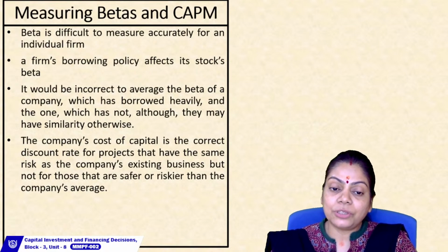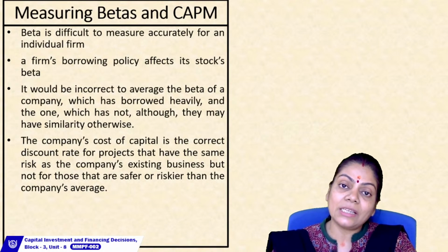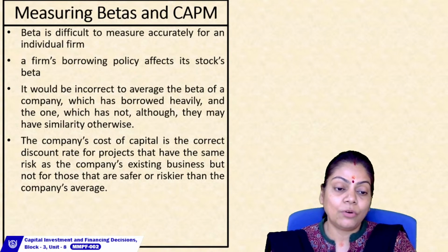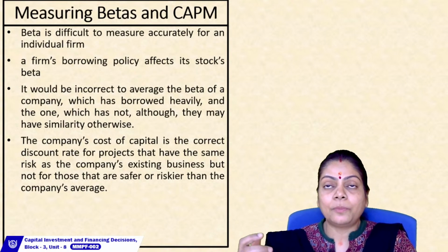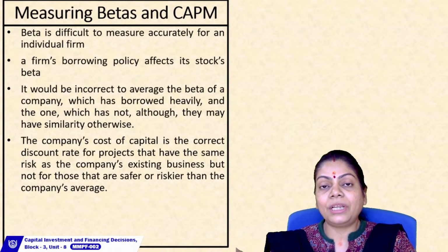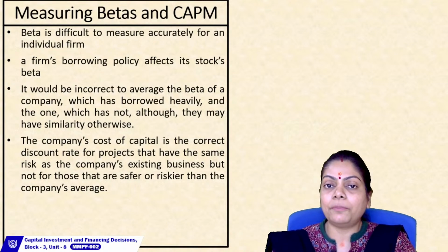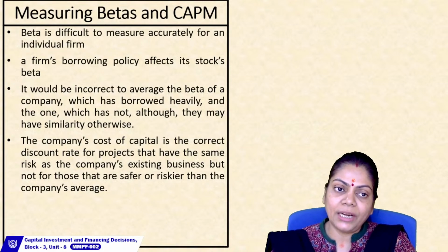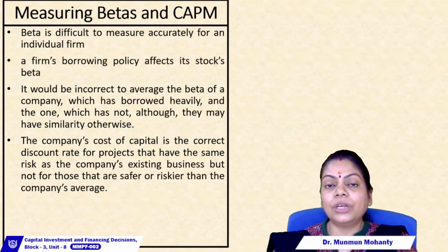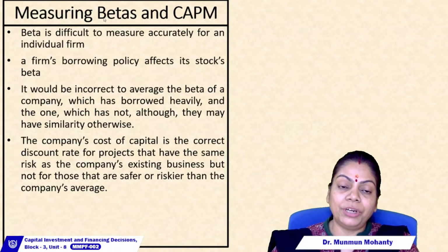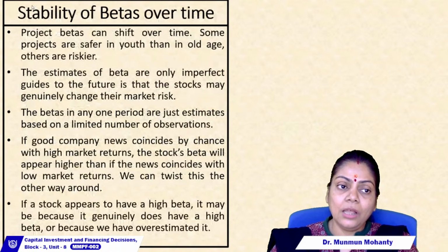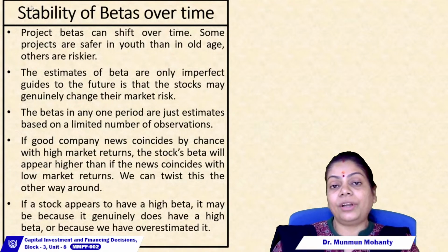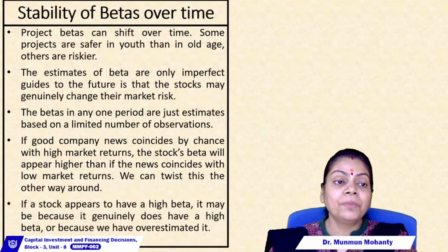Now, the company's cost of capital is the correct discount rate for a project that has the same risk as the company's existing business. Suppose we're talking about a project whose beta is 1.38, then you can use the company's cost of capital. But for projects whose beta is other than 1.38, it is not good to use the company's cost of capital of 20.3%.